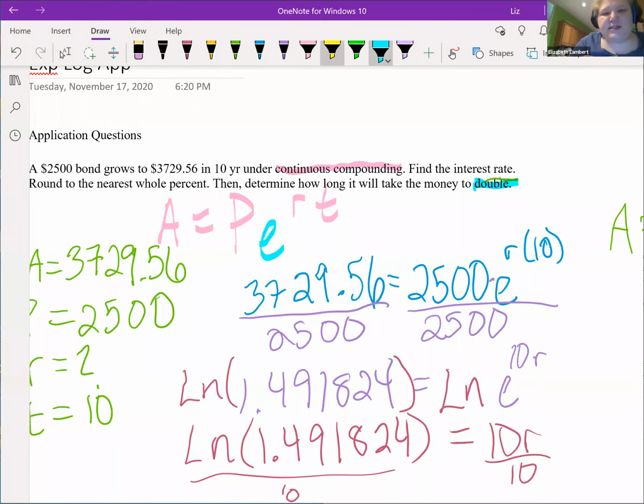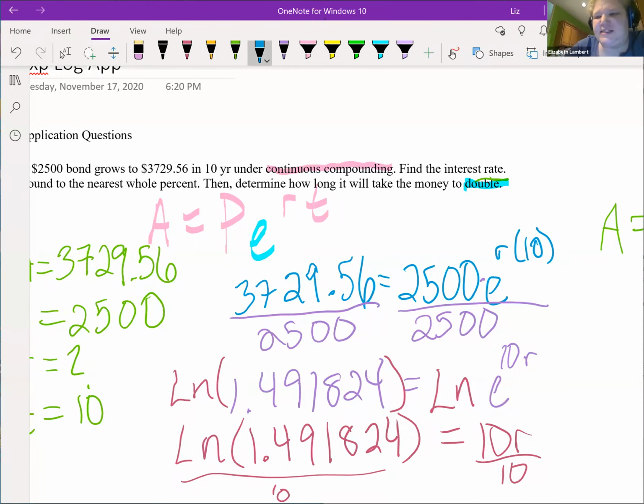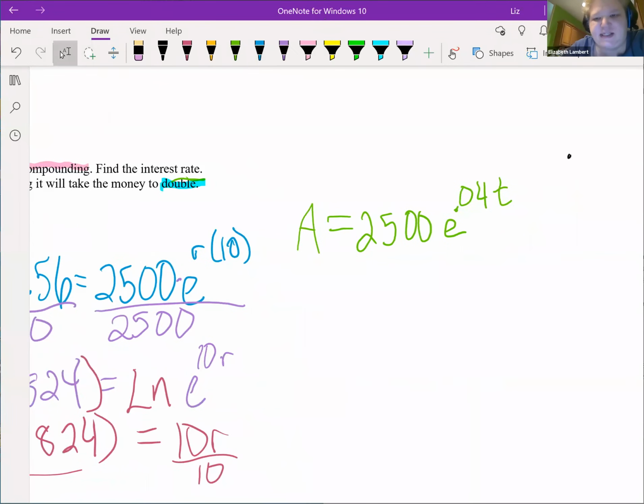Now here's the fun thing about doubling. To figure out the doubling rate, you don't actually need to know the amount you're investing. All you need is the interest rate. The amount of time it takes $1 to double at this interest rate is the same as what it would take for $2,500 or $10,000. The amount doesn't matter because watch this.